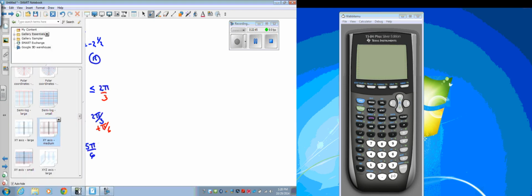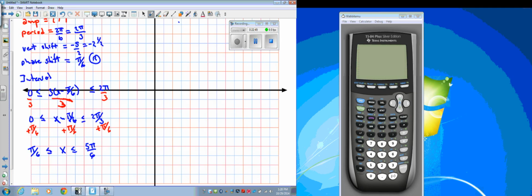Now then, what I want to do is I want to lay this out. And it's going to be pi over 6 to 5 pi over 6. So I'm going to have to have 5 divisions. 1, 2, 3, 4, 5. So if I call this pi over 6, I can call this one 5 pi over 6. Is that right? Yeah, 5 pi over 6.